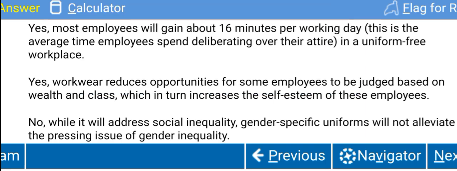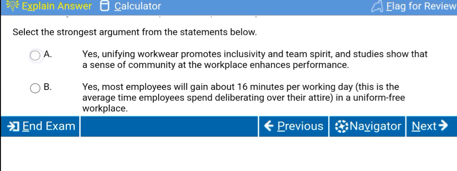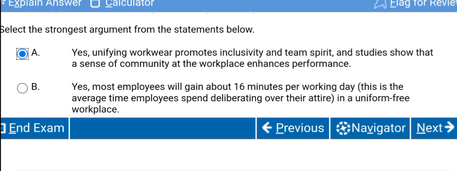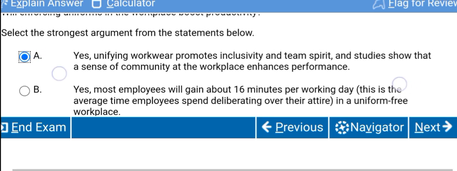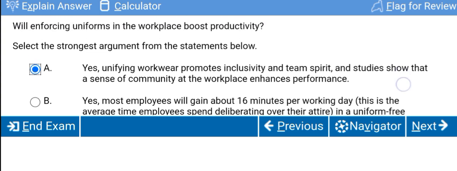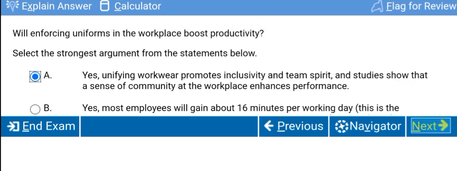So here we have a correct option is option A, which says yes, unifying workwear promotes inclusivity and team spirit. And studies show that a sense of community at the workplace enhances performance. So this one is the correct option.